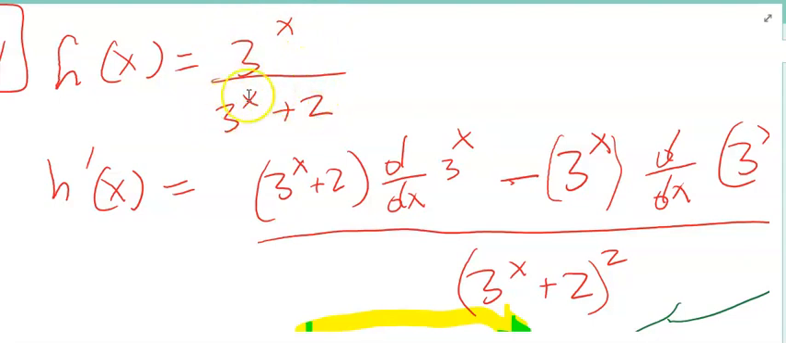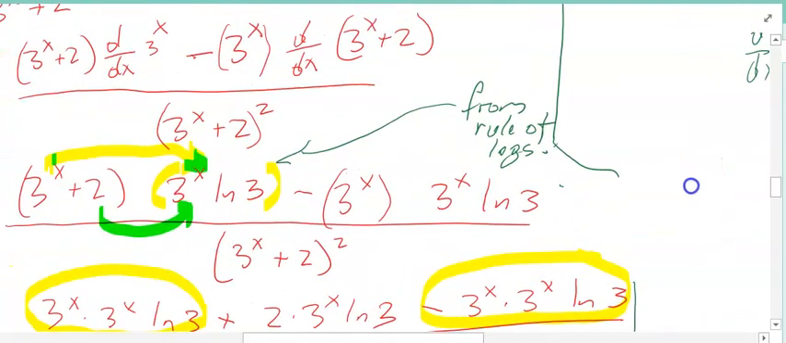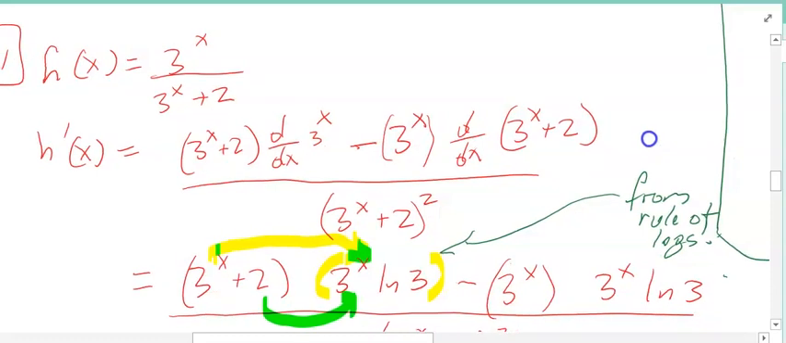The quotient rule says low d high minus high d low, all over low squared. So it'd be 3 to the x plus 2 times d dx of 3 to the x, minus 3 to the x times d dx of 3 to the x plus 2, all over 3 to the x plus 2, all squared. Okay, so let's continue doing that.